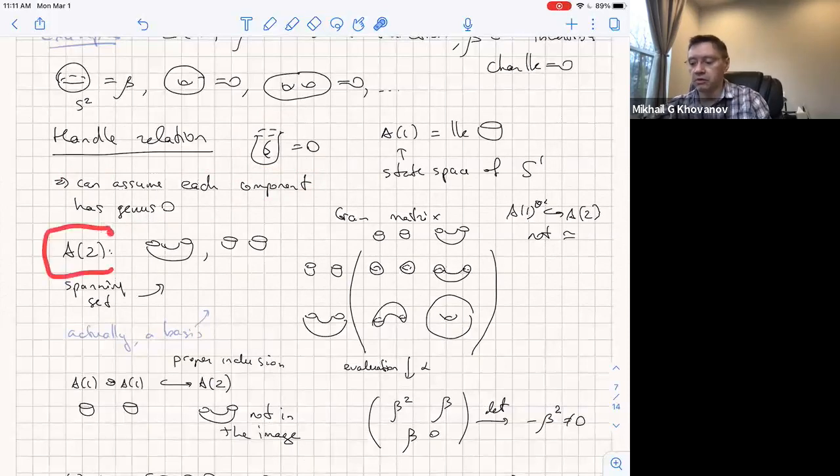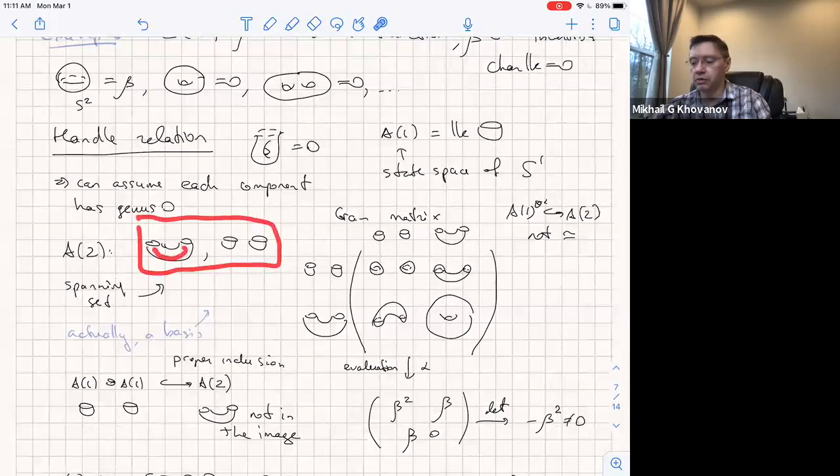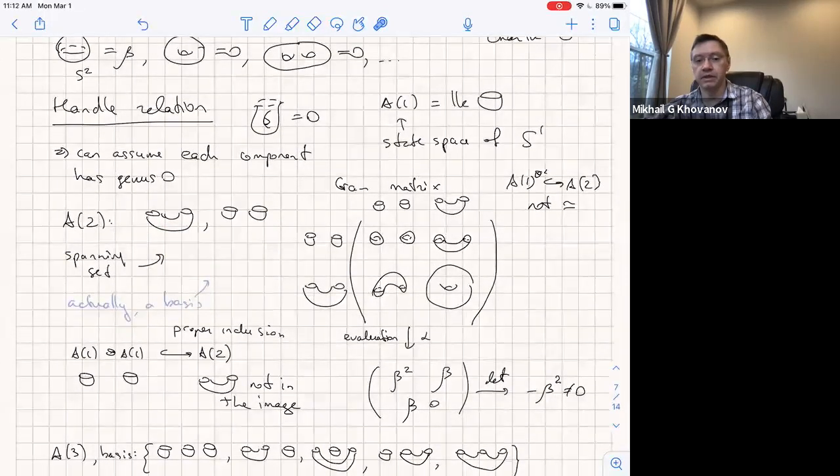So let us now look at the case of two boundary circles, A2, the state space of two circles. It has this spanning set, just a tube and two disks, because we're down to genus 0. So these are the only possibilities. To see if it's a basis, we write down the Gram matrix of the bilinear form for the spanning set. So two vectors here, two vectors here.